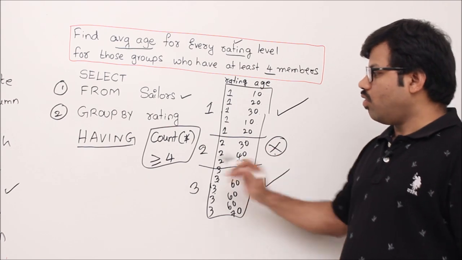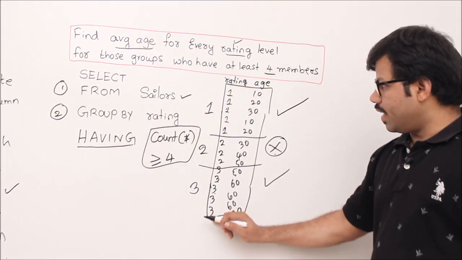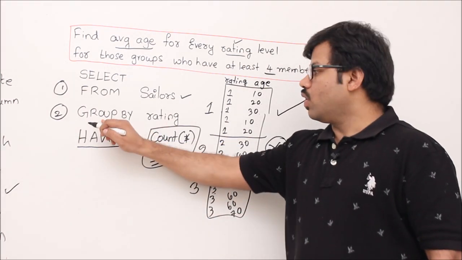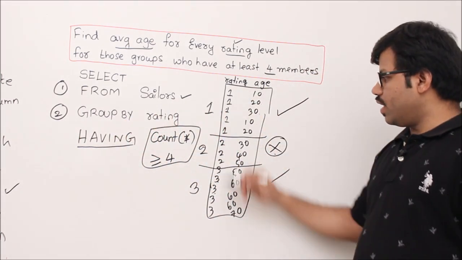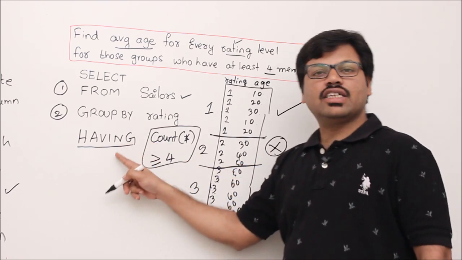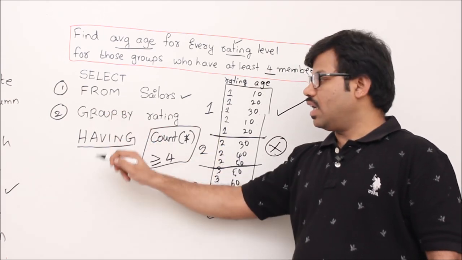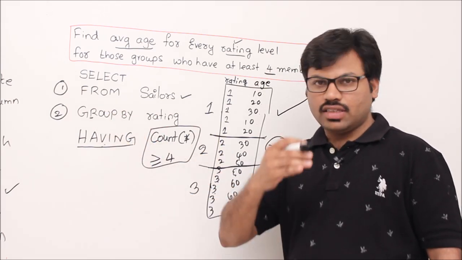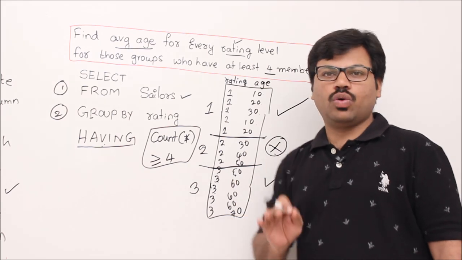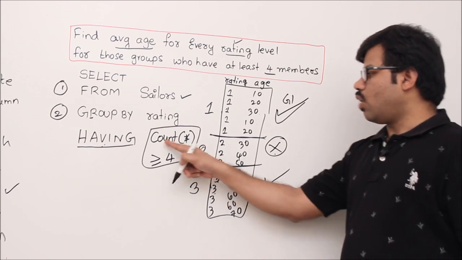Okay, so now let's see how this query will be evaluated. Step number 1, the table will be taken. Step number 2, GROUP BY will be done, that means your rating field values are divided into groups. Then the HAVING condition will be applied for every group. Remember, once GROUP BY is done, the HAVING condition that you write will be applied for every group. Let's take group number 1. In this group number 1, count star.